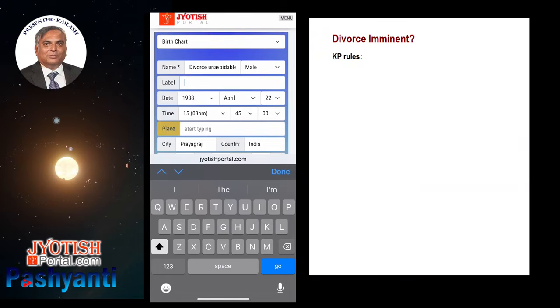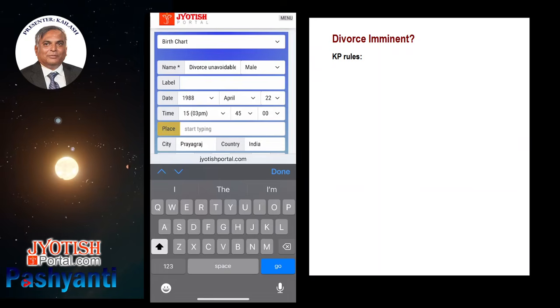Hello friends. Recently I had to drop off a relative at the airport and found myself with over an hour to spare. So I thought, let me respond to one of my friend's reminders to review a chart. He has sent me a chart on WhatsApp to review from the perspective of a matrimonial crisis.